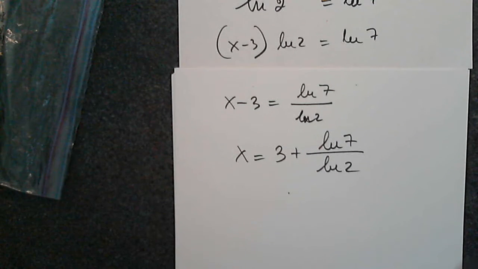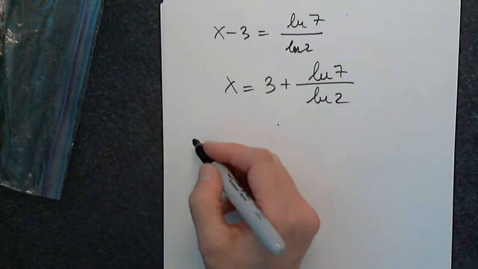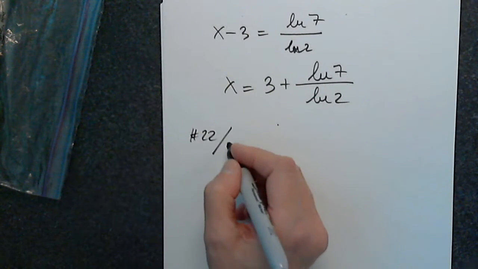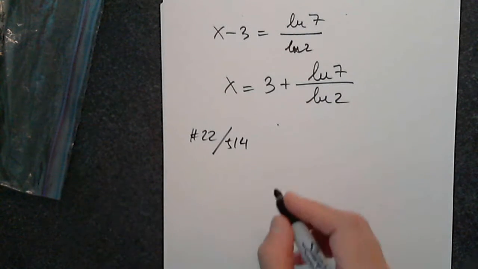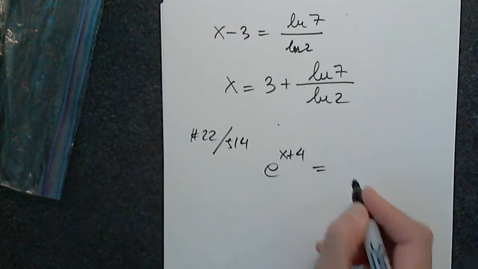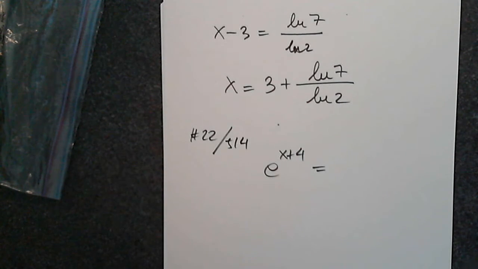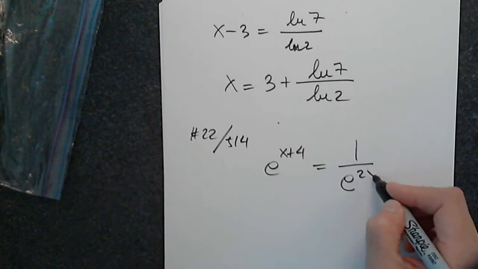Exponential equations, they are kind of sophisticated. They are not trivial. So let's look at other examples. What about 22? On page 514. E raised to x plus 4 equals 1 over e to 2x.